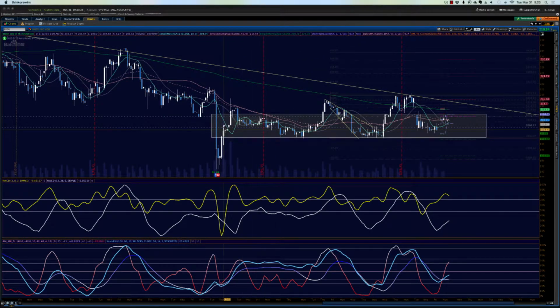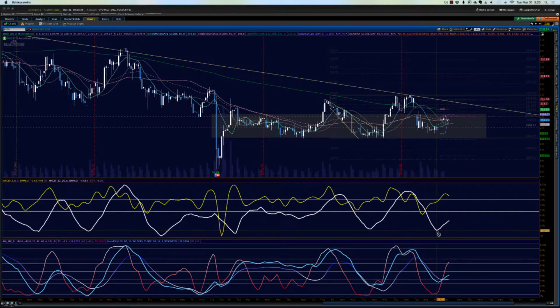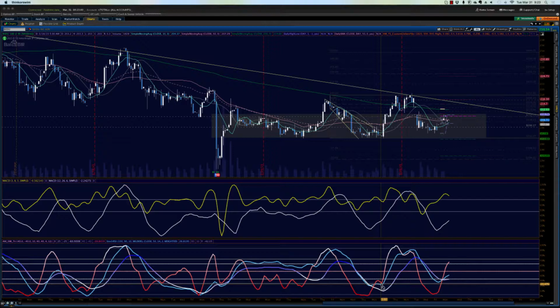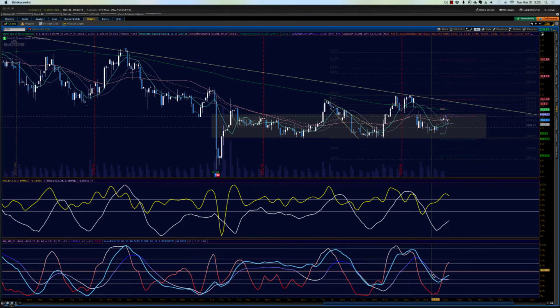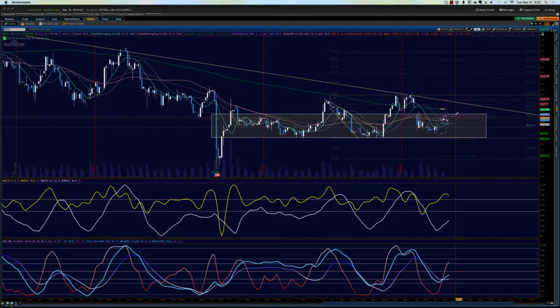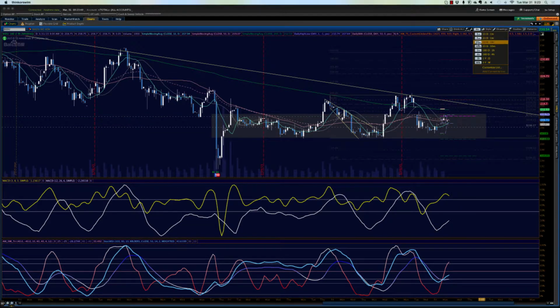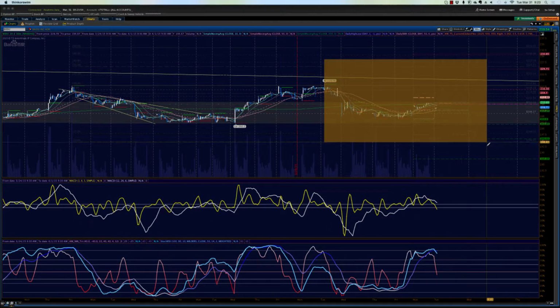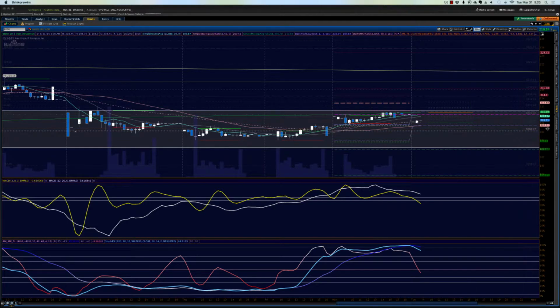Here's Baidu, sitting sideways for a month and a half, almost 2 months, and now coming off the bottom one more time, higher low, negative divergence, negative divergence. There's positive divergence here. Very messy. Look at this. This is not a good chart to trade right now at all. It is a very, very, very bad chart to trade.